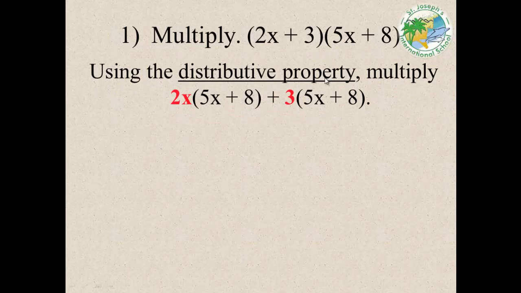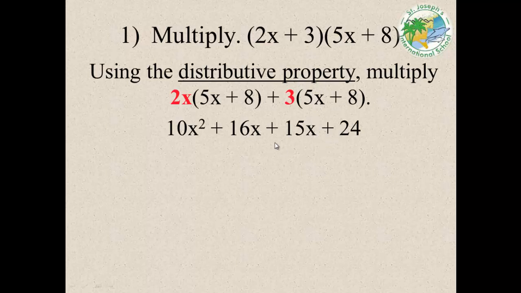Using the distributive property, multiply 2x plus 3 by 5x plus 8. We distribute: 2x times 5x plus 8, plus 3 times 5x plus 8. Then 2x times 5x equals 10x power 2. 2x times 8 equals 16x, positive, plus 3 times 5 is 15x, plus 3 times 8 equals 24.